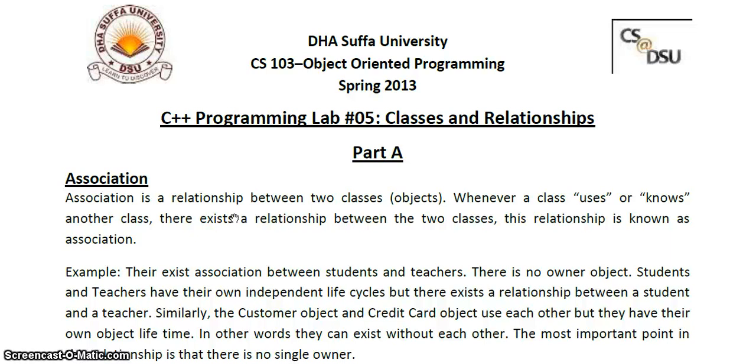Alright, so for example, students and teachers. There's no owner object. The students can be created separately, teachers are created separately. They have their own lifetimes. But they have some relationship. For example, the teacher teaches the students, or the student studies from the teacher, and so on. So students and teachers have their independent life cycles, but they exist in a relationship.